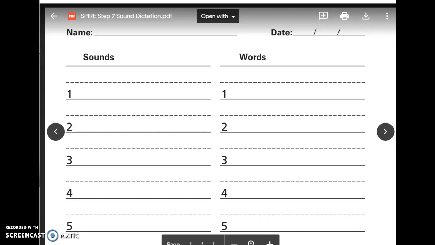So you don't have to have this paper. It's just guidance to keep it organized. So yes, you would write that letter E in the number 1 space. And then what sound does that make? Good.